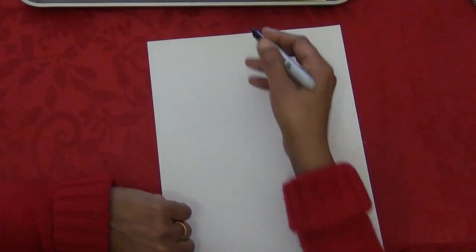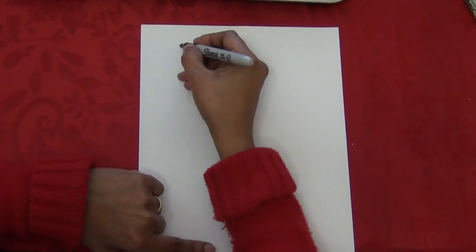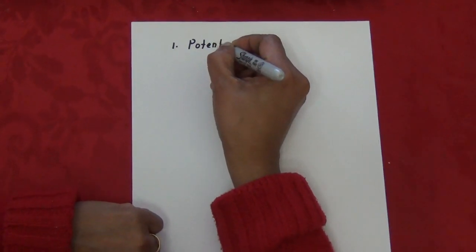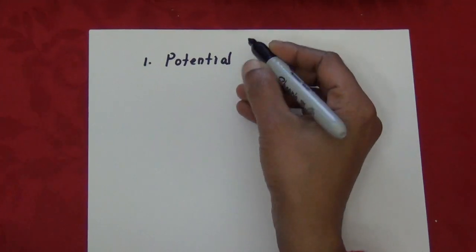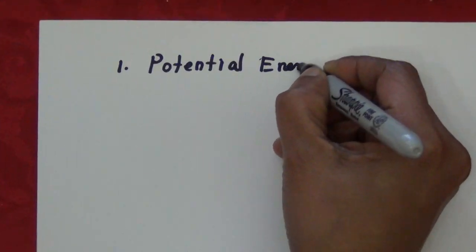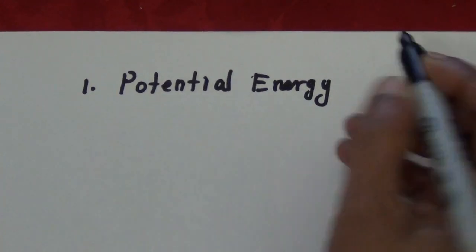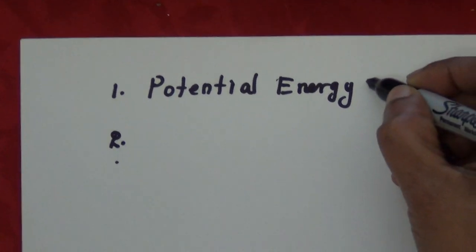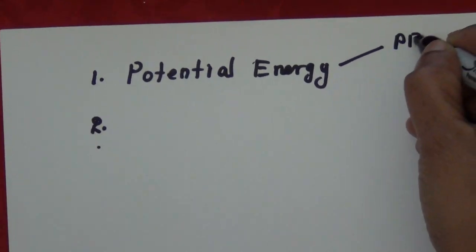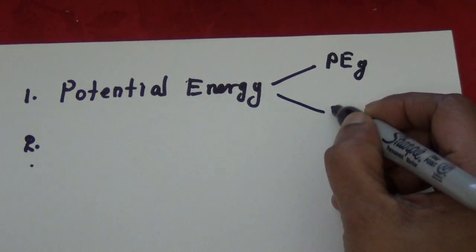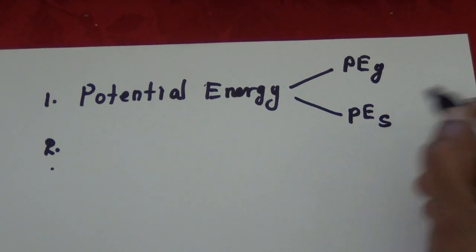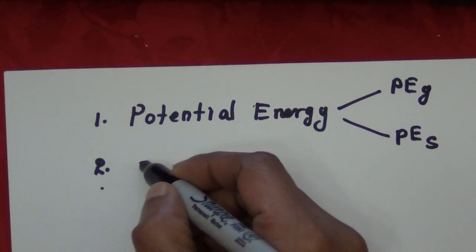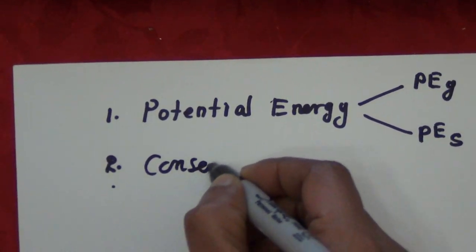Okay, so today we are going to see potential energy first. This is what we are going to see. In my first video, you can see potential energy. Then we'll see potential energy due to gravity and then potential energy due to spring. And after that, we'll see conservation of energy, right?